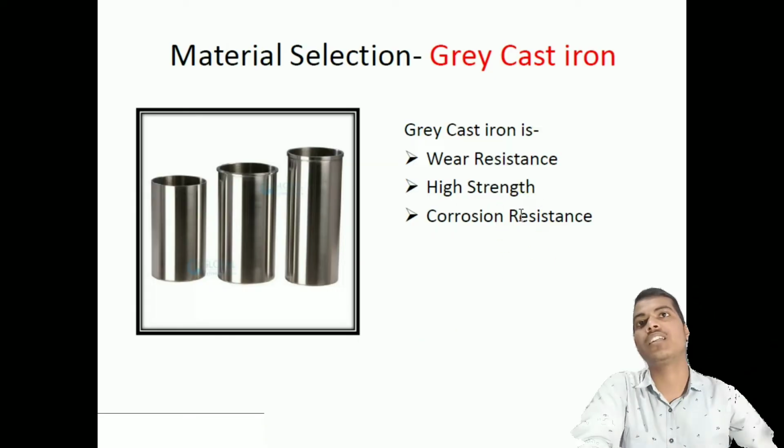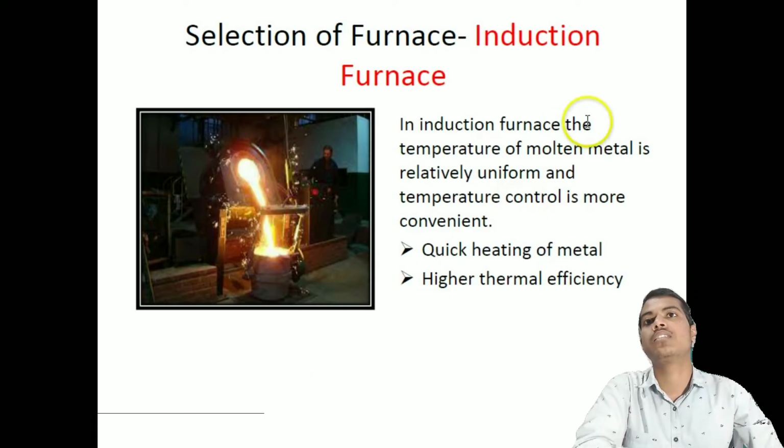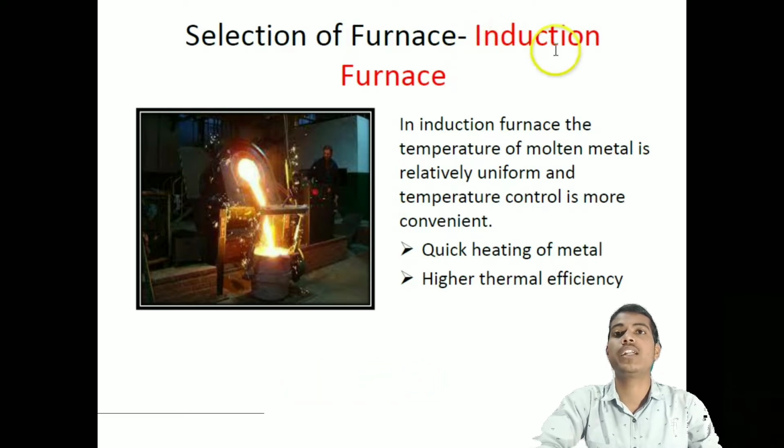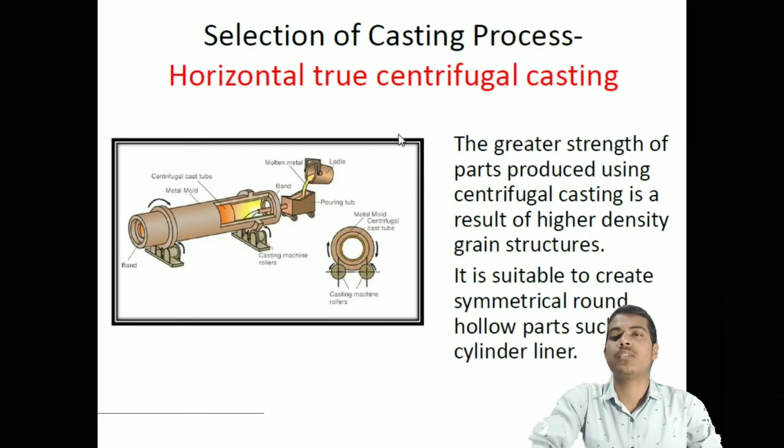So after material selection, the next is selection of furnace, and I selected induction furnace. In induction furnace, the temperature of molten metal is relatively uniform and temperature control is more convenient. The molten metal heats quickly and higher thermal efficiency occurs. After selection of furnace, the next step is selection of casting process.